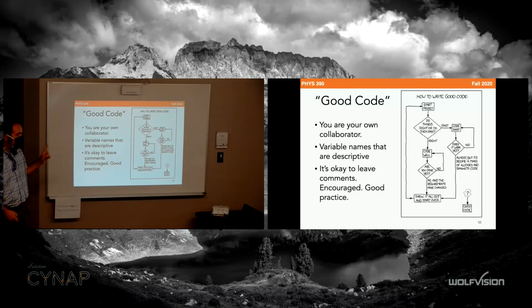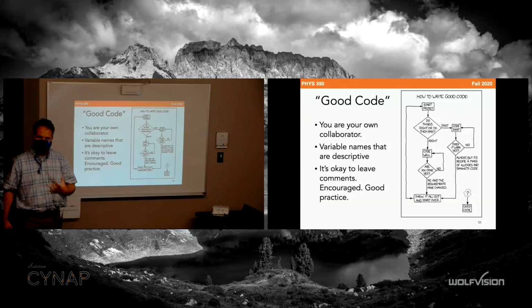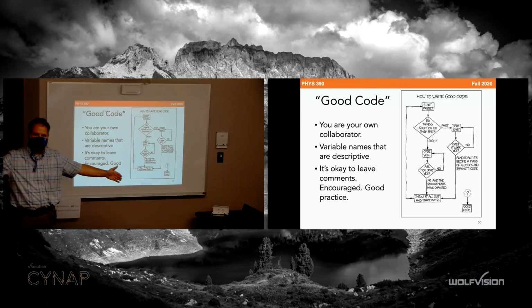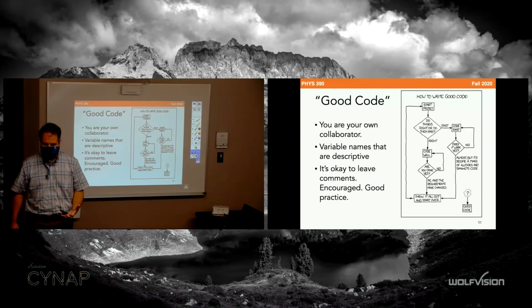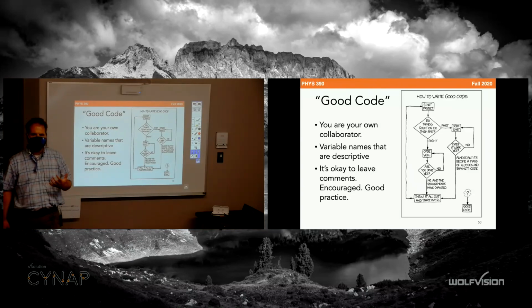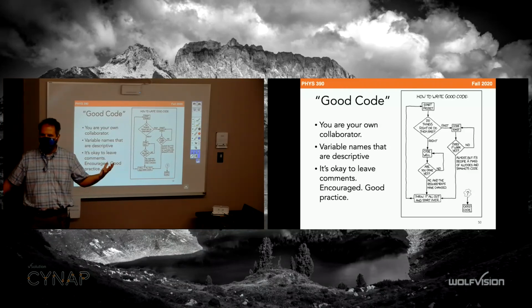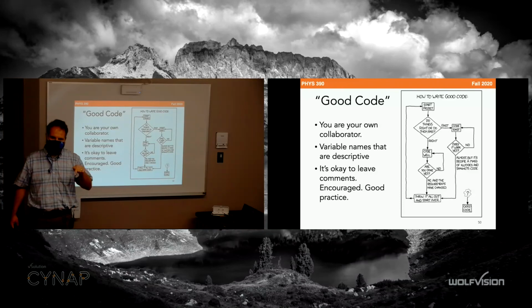Good code, by the way, is something that is more of a meta thing. You are your own collaborator. I cannot emphasize how often I was angry at myself six months apart. What was I doing here? What does this thing mean? Variable names need to be descriptive. I had a variable name Z. Variable names should actually say what they are. So, I don't know, confirmation_bias is a great variable name because it says what it is.